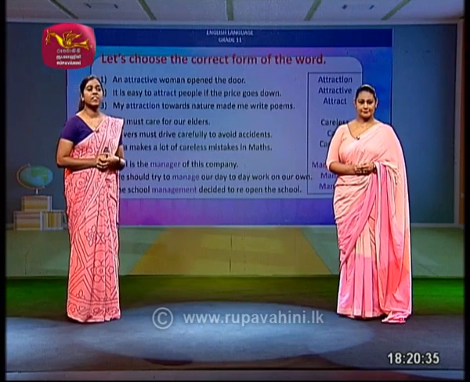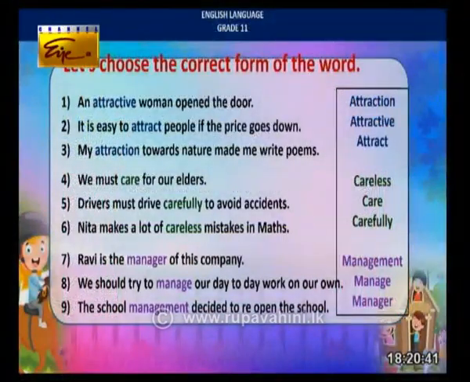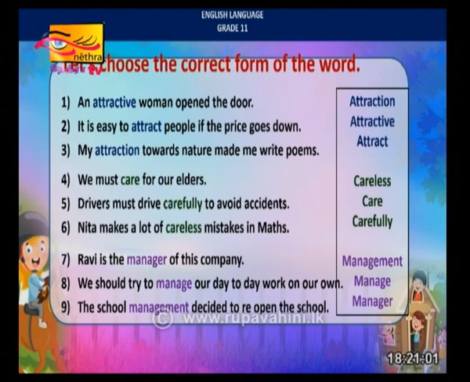Right, let's take a look at the first three sentences. The first one, an attractive woman opened the door. The word attractive here is used to describe the word woman. So, attractive is an adjective. The second one, it is easy to attract people if the price goes down. To attract, you know that after to you should use the base form of the verb. So, to attract people. And the third one, my attraction towards nature made me write poems. So, the third word is definitely attraction, which is the noun form of the word attract.